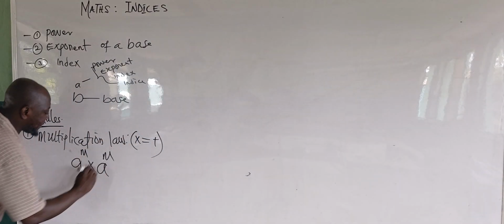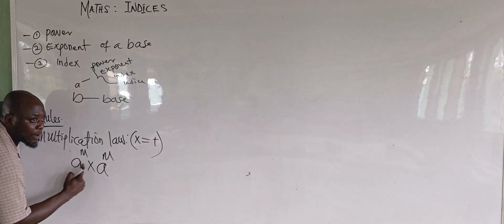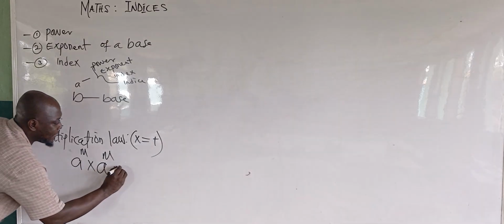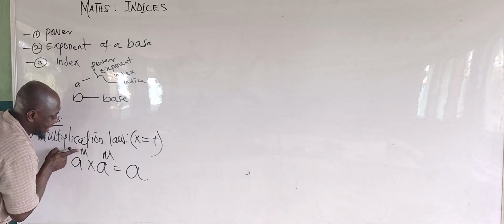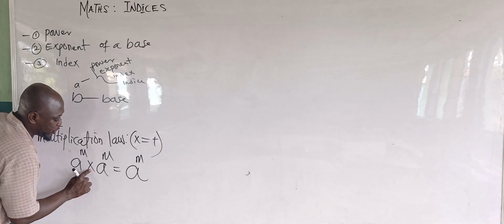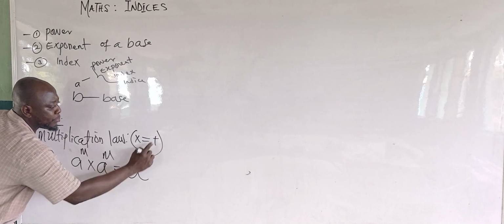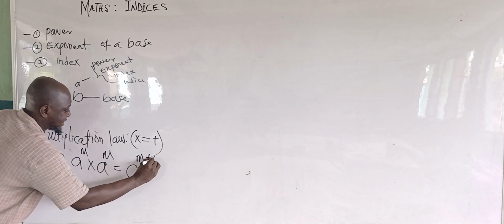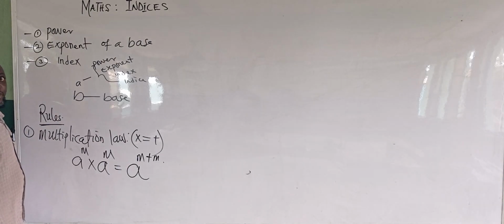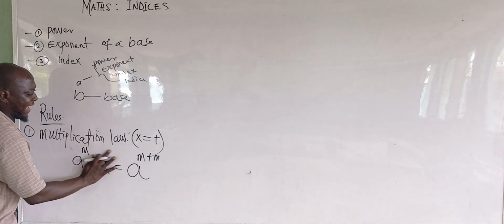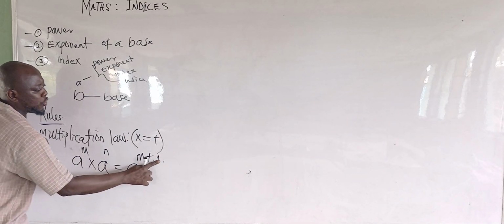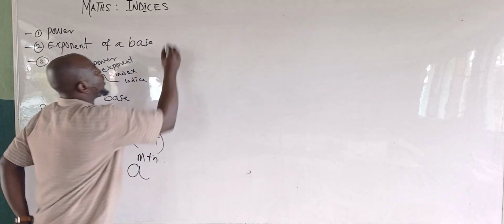I will simply pick one of the a. That's the law. Pick one of the a. So I have that, one of the a is picked. Now I'll have this m, and I will change this times to plus. Here it becomes this. So it could be n, it could be any letter. So this is the concept.